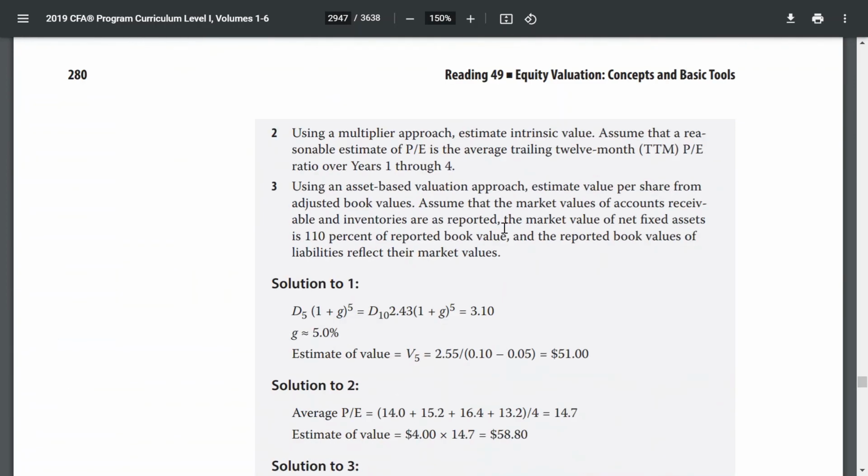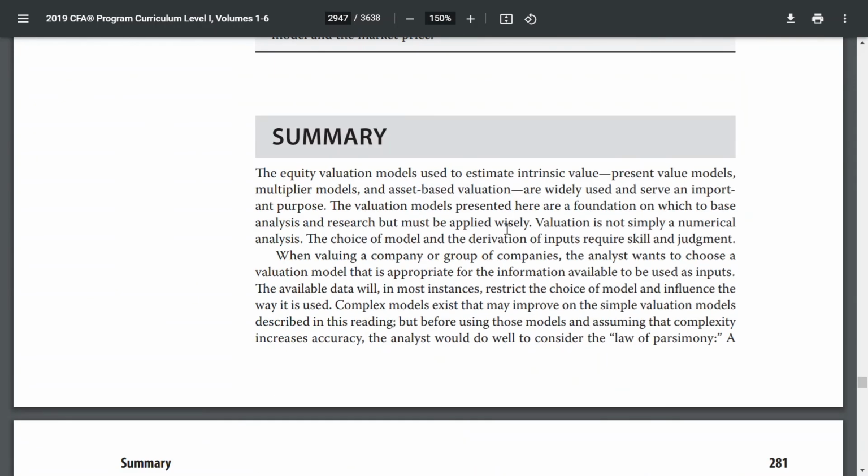So, summary: the equity valuation models used to estimate intrinsic value, present value models, multiplier models, and asset-based valuations, are widely used and serve an important purpose. The valuation models presented here are a foundation on which to base analysis and research, but they must be applied wisely. Valuation is not simply a numerical analysis. The choice of models and the derivation of inputs require skill and judgment.